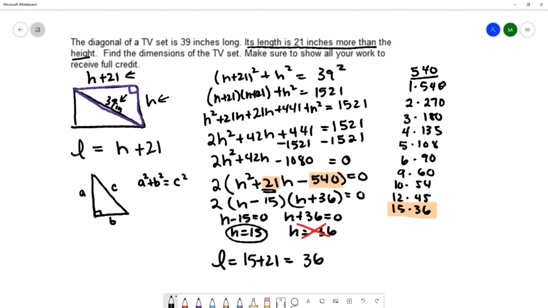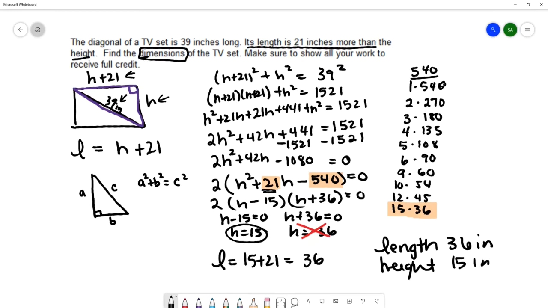So that is the dimensions of our television set. Length, 36 inches, height of 15 inches.